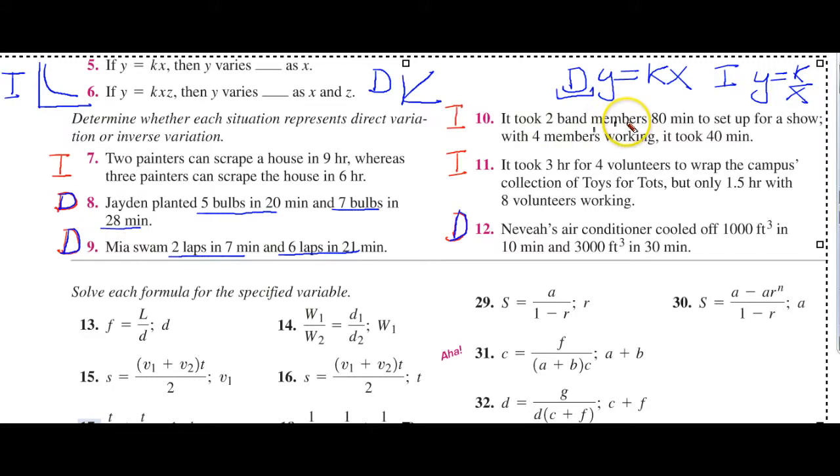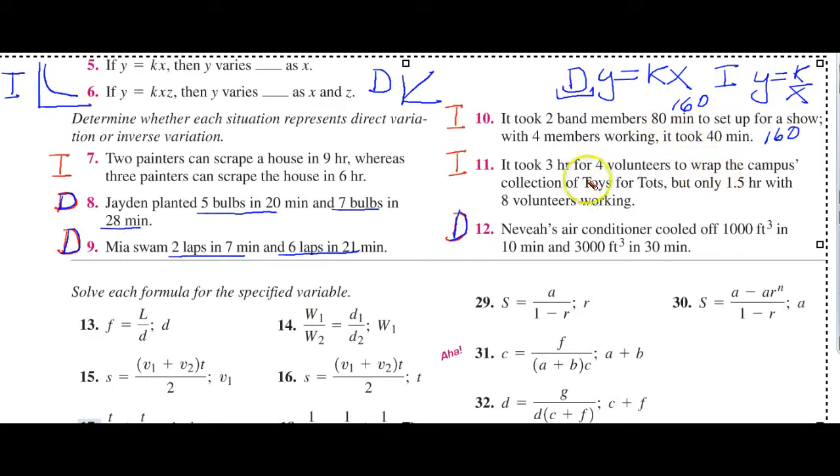Now here, we're setting up for a show. Is the show going to get bigger or smaller? No, the show is one size. So we have 2 band members working 80 minutes, setting up for the show. 4 members working 40 minutes, setting up for the show. Now notice if you multiply 2 times 80, you get 160. If you multiply 4 times 40, you get 160. So this is sort of a dead giveaway as to what's going on.